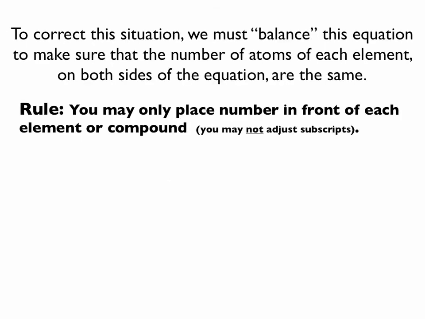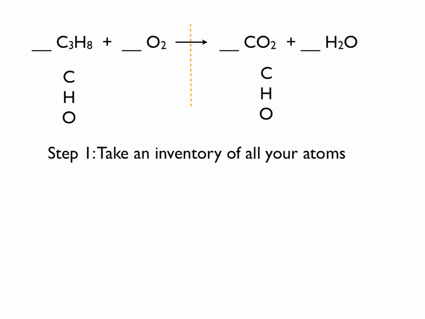And so what we do to fix this situation is that we balance the equation. And by balancing, we make sure that the number of atoms of each element on both sides of the equation are the same. The biggest rule to remember is that you may only place a number in front of each element or compound. You may not adjust the subscripts. So this is how we do it.